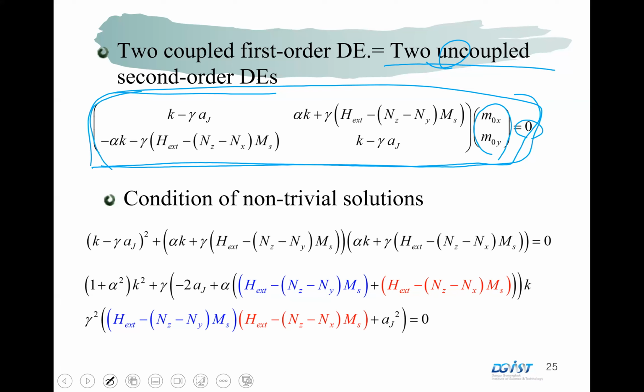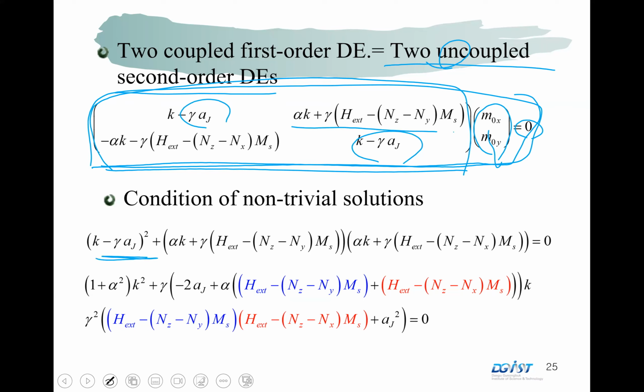If we have an inverse matrix of this matrix, we can multiply the inverse matrix on both sides and we get only the trivial solution. So this matrix must be singular. It cannot have an inverse matrix. That means the determinant of this matrix must be 0. So let's find the determinant. Multiply these two diagonal terms here and subtract the multiplication of this one.